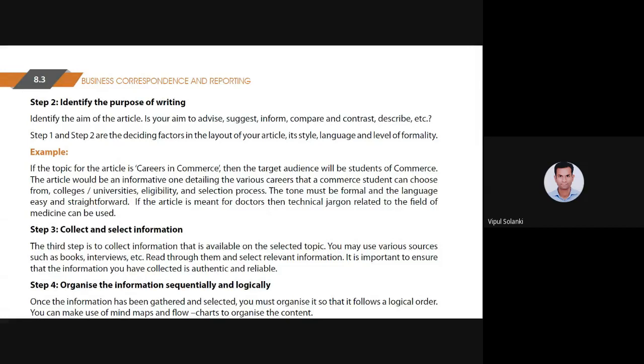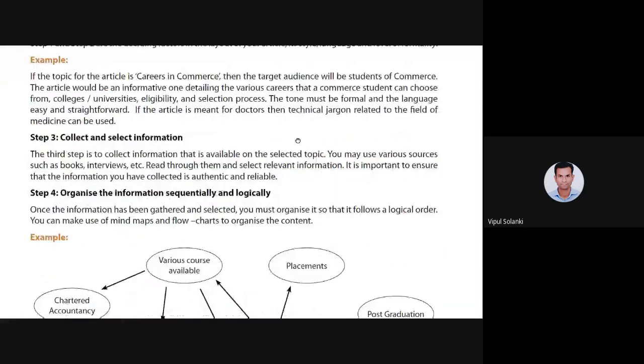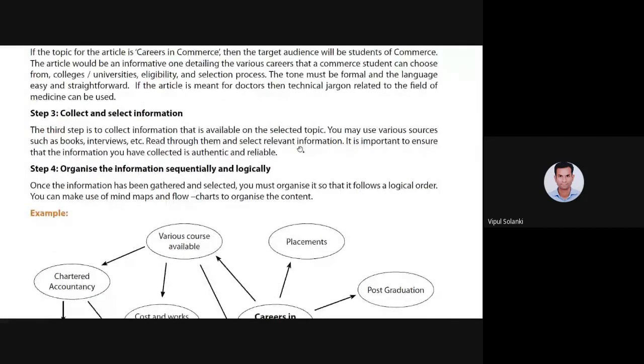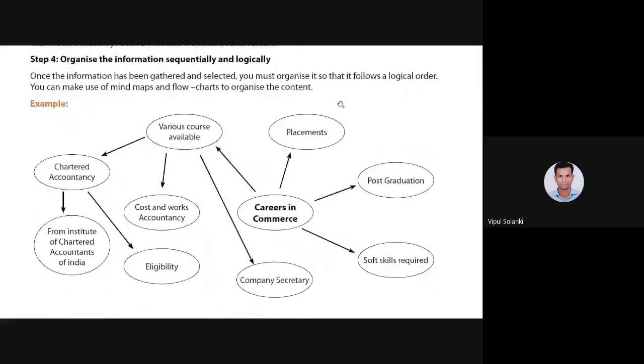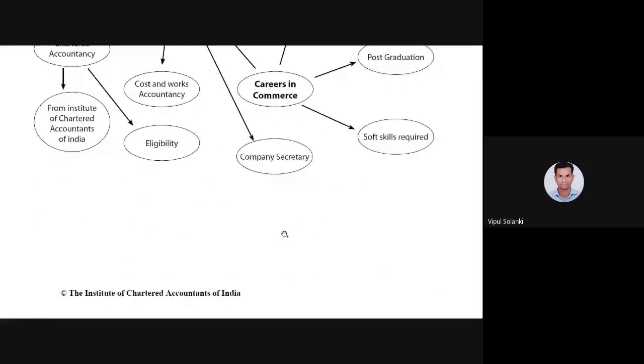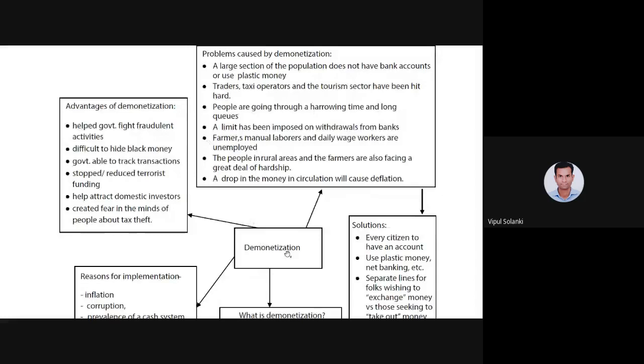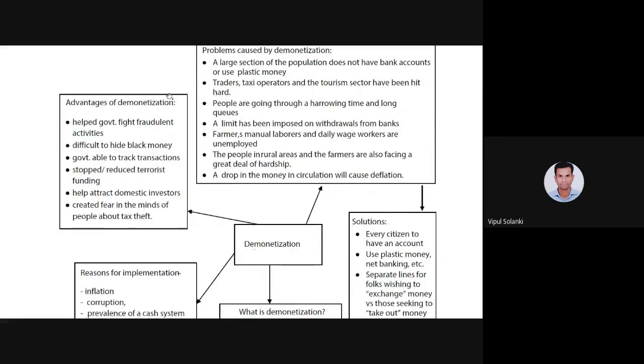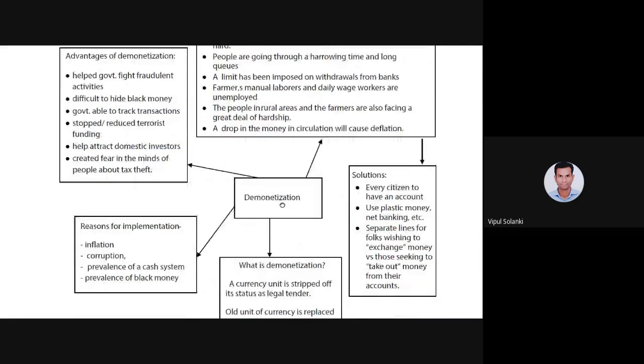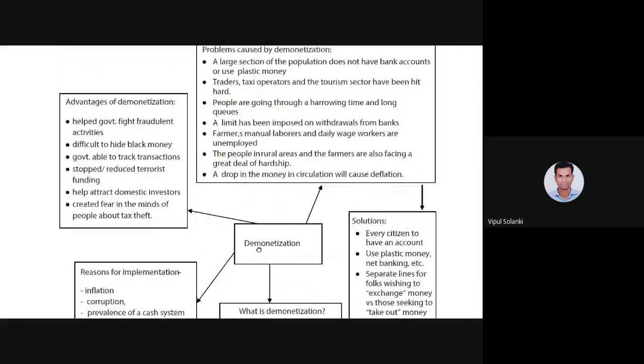But after it is decided, then you collect information about the topic. Then organize this information in a specific order. And yesterday we saw this example that if you are writing on demonetization, these are the points you will first make out. Then you organize all these points in a systematic, coherent way.